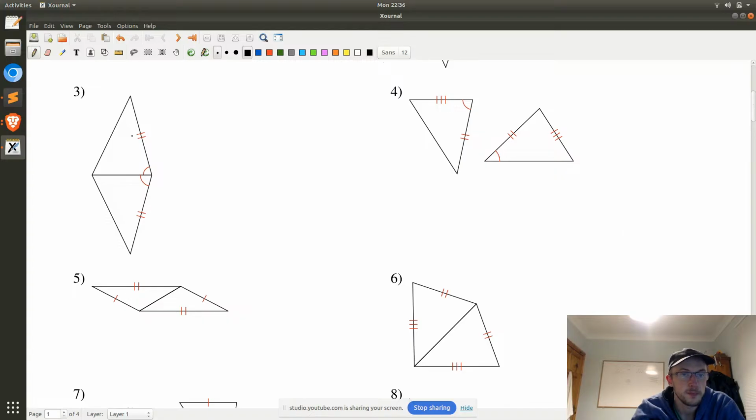Okay. Side angle side. Side angle side. So yes, by the side angle side theorem. Side 1, angle, side 2. Side 1, angle, side 2, no. Check. Correct.